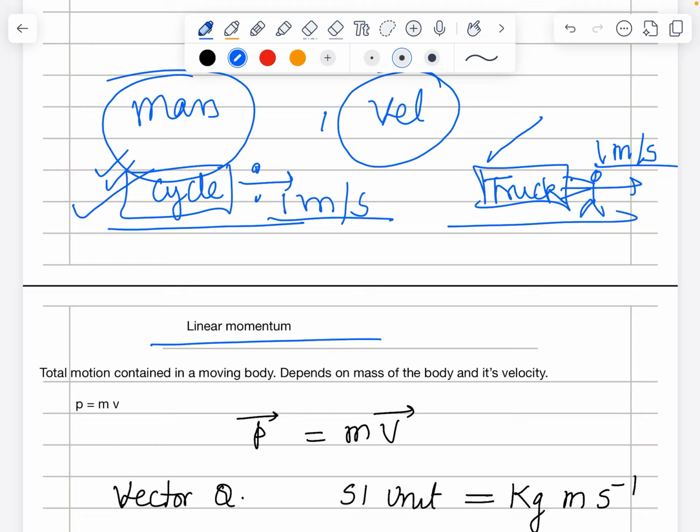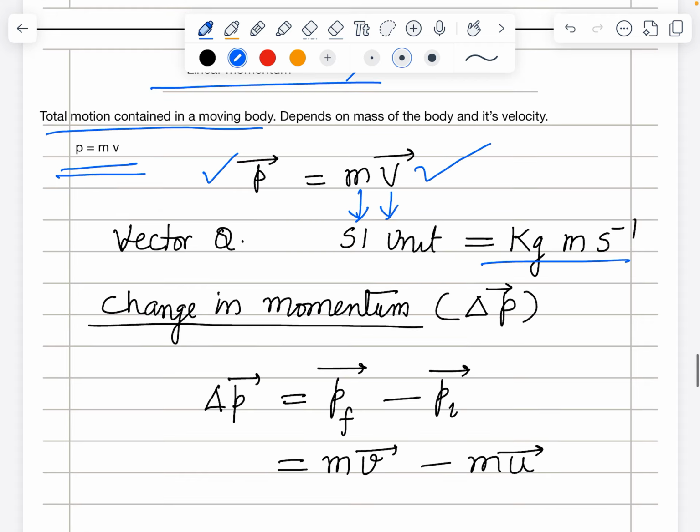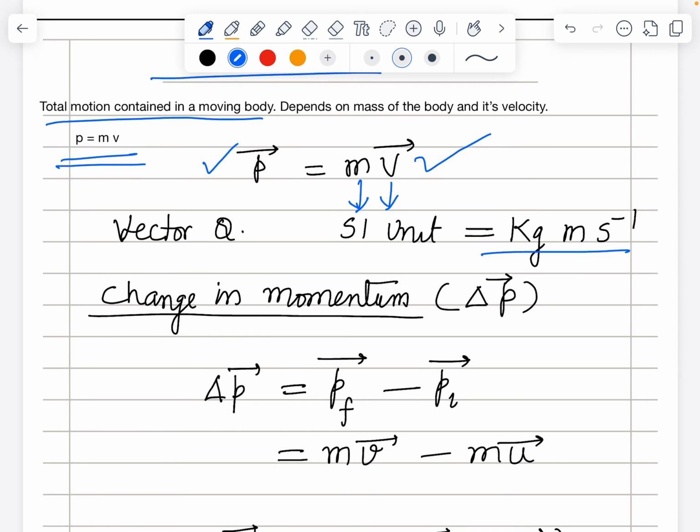So what is linear momentum? Linear momentum of a moving body is defined as the total motion contained in any moving body, and it is numerically equal to what? Product of mass and velocity. What will be the direction of momentum? Direction of momentum will be the same as the direction of velocity. What will be the unit? See here, unit of mass is kilogram, unit of velocity is meter per second, so it is kilogram meter per second.